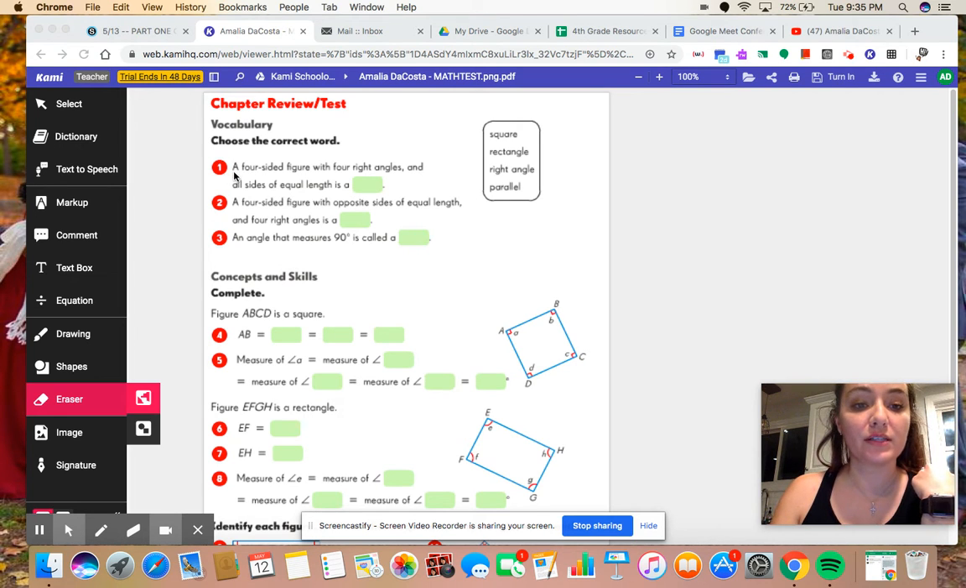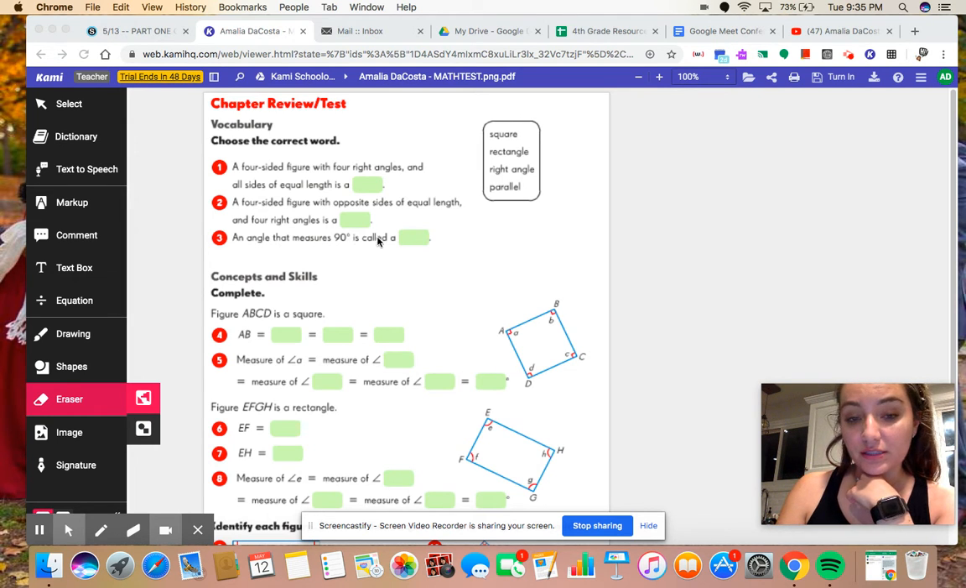Number 1 says a four-sided figure with 4 right angles and all sides of equal length is a blank, and it's one of these. Number 2, a four-sided figure with opposite sides of equal length and 4 right angles is a blank. The answer comes from here. And number 3, an angle that measures 90 degrees is called a blank, and it comes from here.